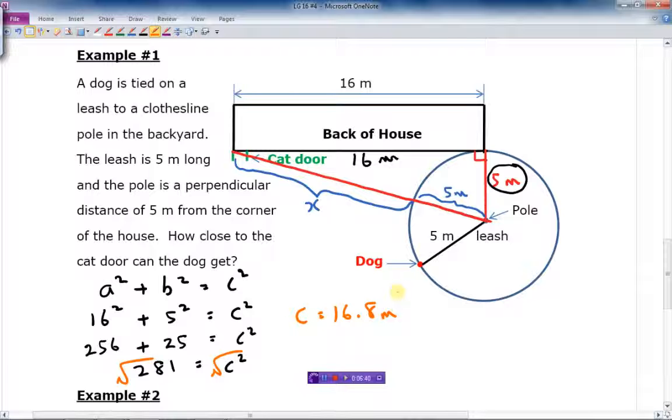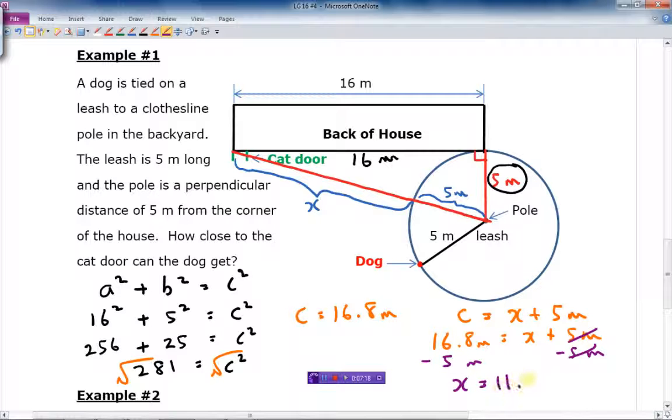Now we already mentioned that c equals x plus 5 meters. So c is 16.8. And we just subtract 5 to move it out of there. So let's subtract 5 meters from this side, and those cancel out. And this is going to give me x equals 11.8 meters. That's how close the dog can get to the cat door. Lots of room for the cat.